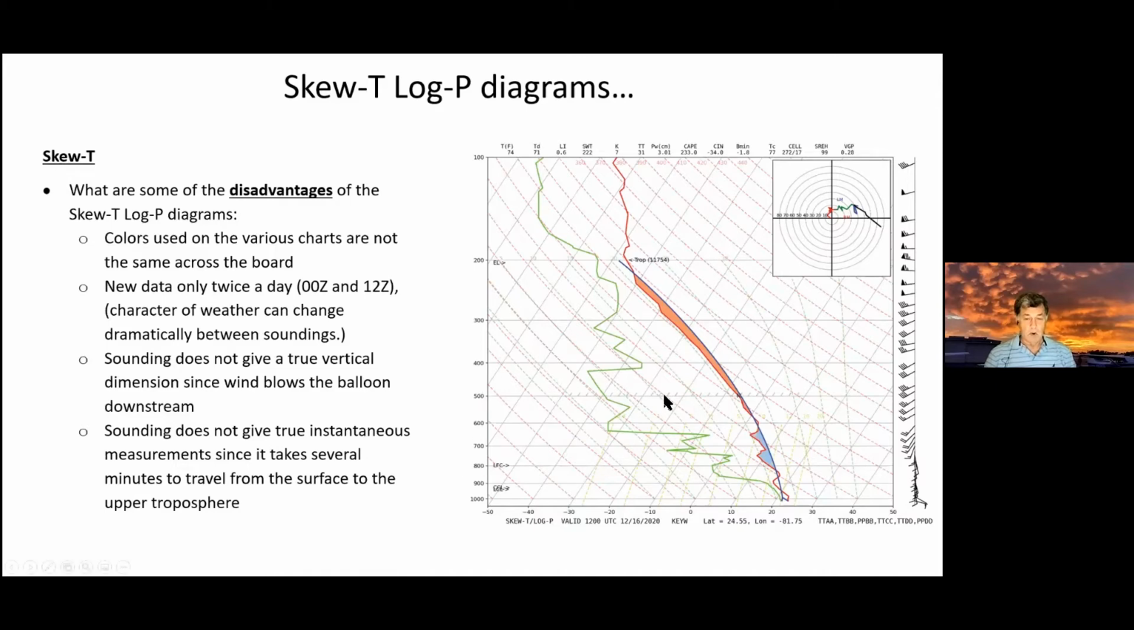We mentioned this earlier, we only get data twice a day. That's every 12 hours. So there's a little bit of a disadvantage there because we're guessing, right? We're analyzing and guessing what might happen based on the data that we have. And the Skew-T diagram is no different than that. I also mentioned that the sounding doesn't give us a true vertical view, because the balloons shift because of winds. And the other thing that happens is that it takes several minutes to travel from the ground up through the top of the atmosphere where it gets done collecting data. And so we don't have an instantaneous view of it.